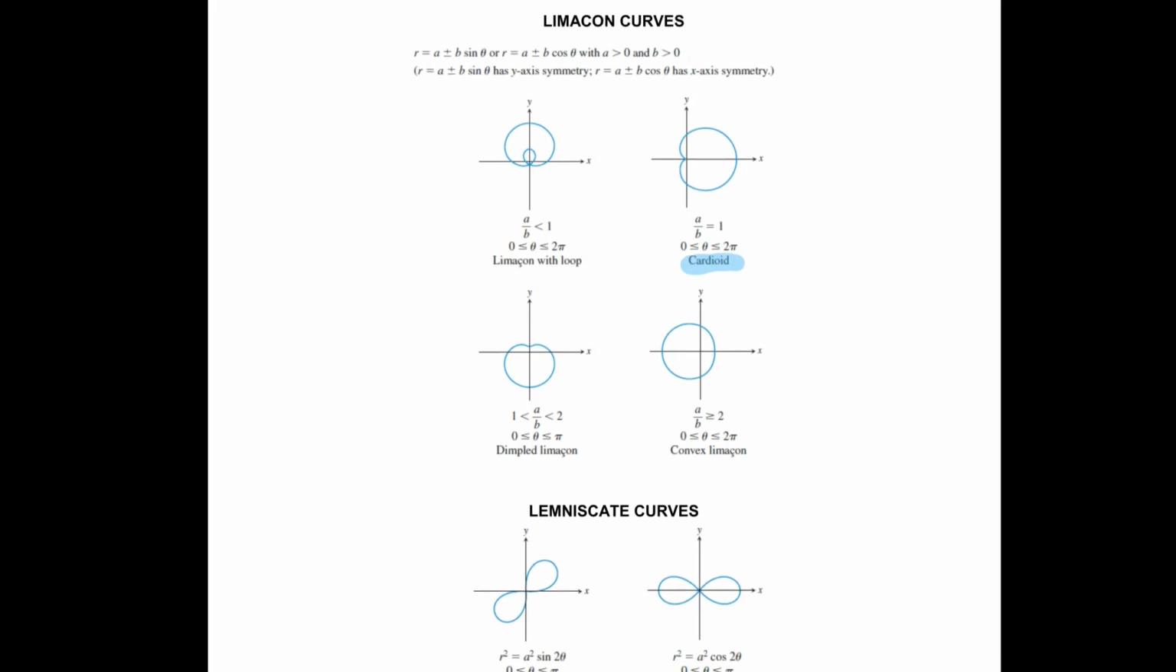So the cardioid looks like this guy. But some of the limaçon curves have specific names: limaçon with a loop, dimpled limaçon, convex limaçon, or cardioid.